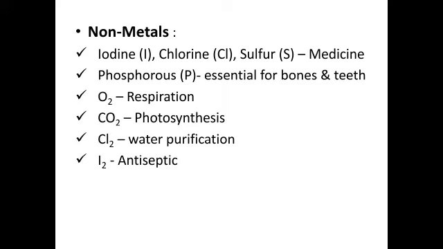Then carbon dioxide, that also you know, is consumed by green plants for photosynthesis. You might know what photosynthesis is. That is the preparation of food in green plants using sunlight and water. So carbon dioxide is used by green plants for photosynthesis. Then chlorine. You might have heard of bleaching powder, right? Bleaching powder is usually used in water purification in wells, ponds, etc. So the bleaching powder is nothing but chlorine. It is used for water purification to remove the impurities in water.